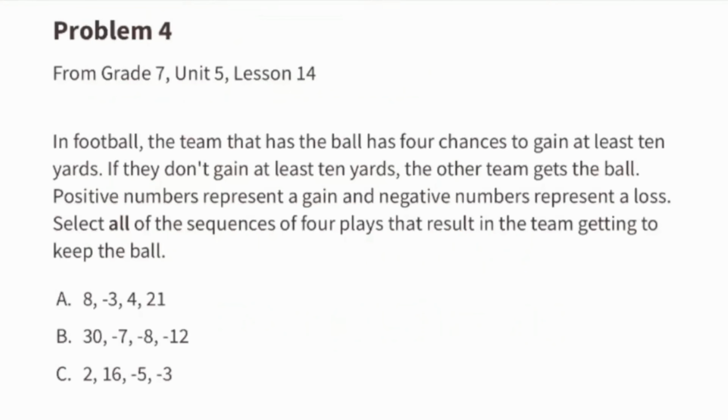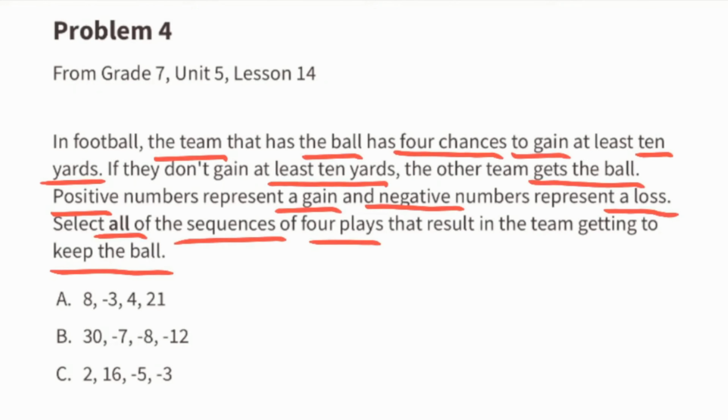Problem number 4 from 7th grade, Unit 5, Lesson 14. In football, the team that has the ball has 4 chances to gain at least 10 yards. If they don't gain at least 10 yards, the other team gets the ball. Positive numbers represent a gain, and negative numbers represent a loss. Select all of the sequences of 4 plays that result in the team getting to keep the ball.